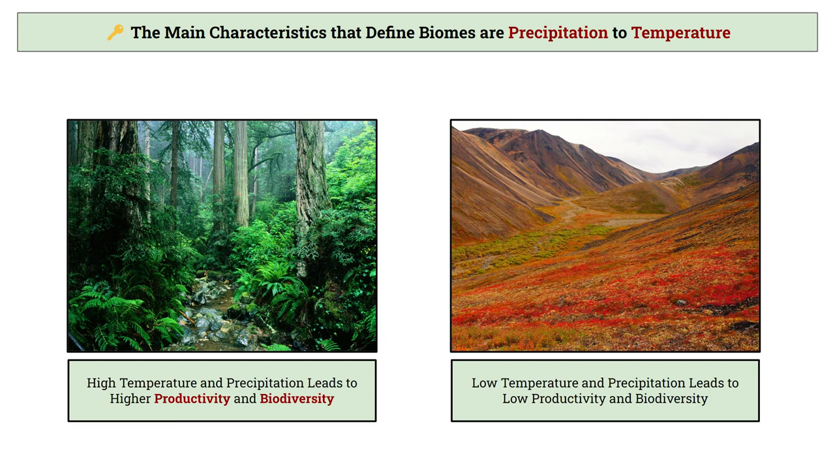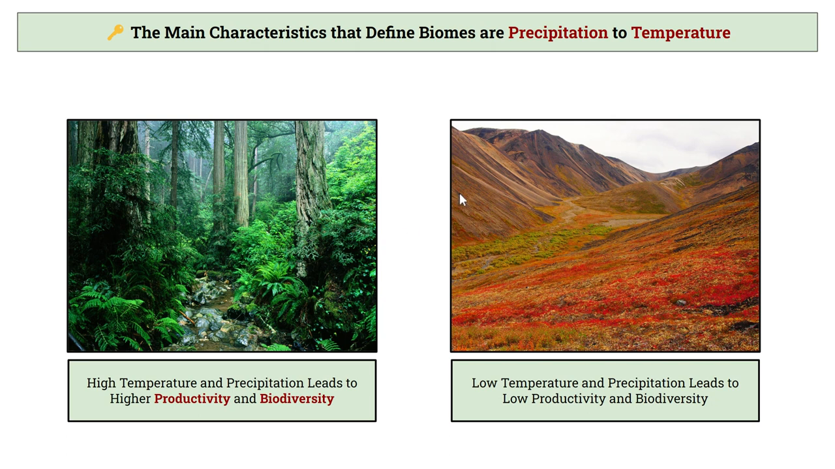The reason we focus on these so much when it comes to land biomes is because that's going to dictate your productivity, i.e. how much photosynthesis is going on, and then also your biodiversity. So the more plants you have, the more photosynthesis you have, that's going to support a diverse food web and many different organisms to flourish in that biome. Whereas lower temperature and precipitation leads to low productivity and lower biodiversity.